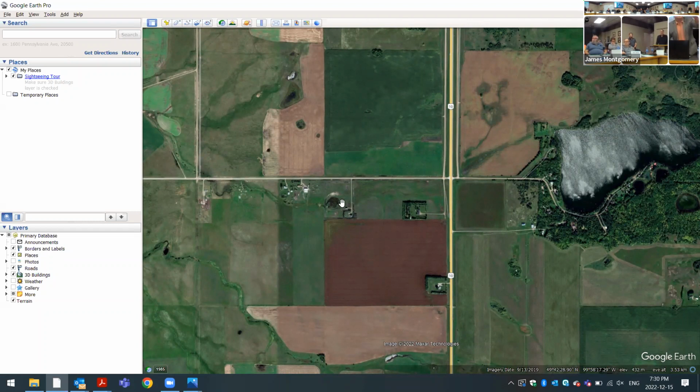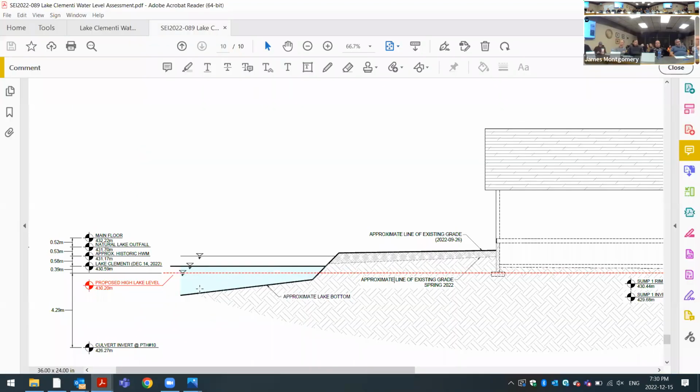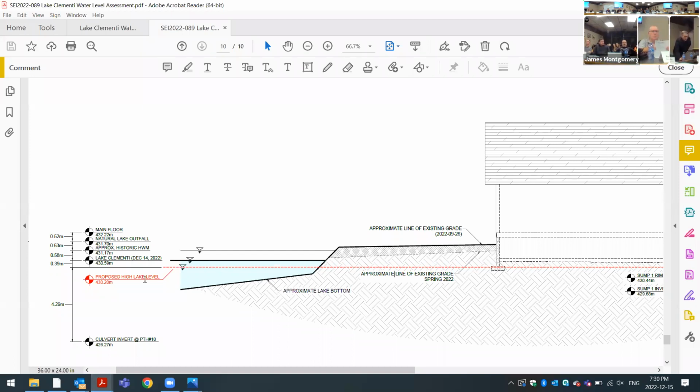Oh, yeah, if you could stand up, state your name. Patricia Warburton. I have two questions. The first one is the elevation of the culvert at the highway. Do you have the measurement on that? The culvert at the highway? Yes, we do. Cross section. You see this over here where my mouse is? That's the culvert, 426.27.